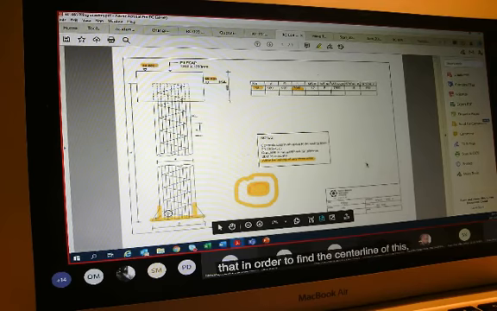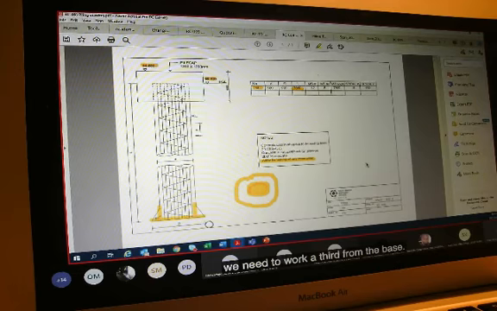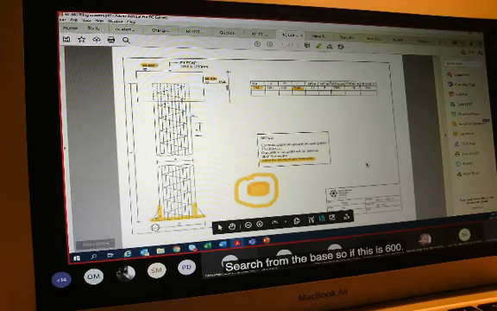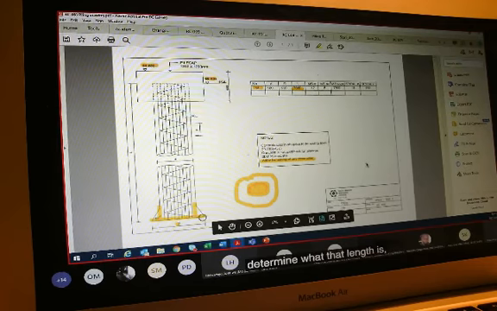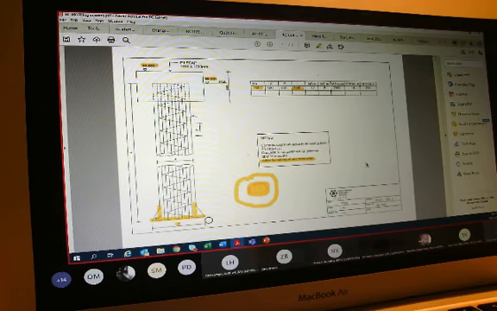How do I measure that? The one thing I can do, because I've already measured there, is measure everything on the outside. And you've learned in third year structures that in order to find the center line of this, we need to work a third from the base. Is that correct? So if this is 600, then that is 150 and that is 150. Do you agree with me? Because overall my large diameter is 900.